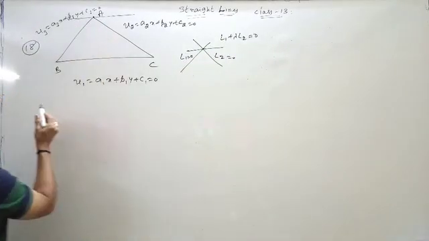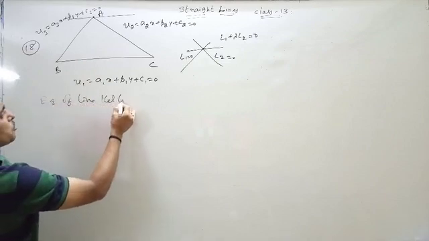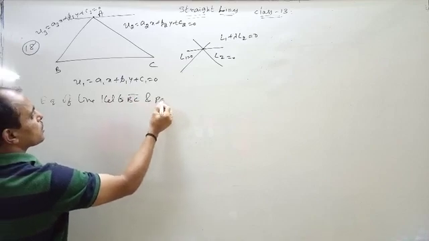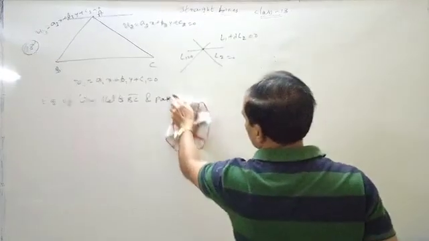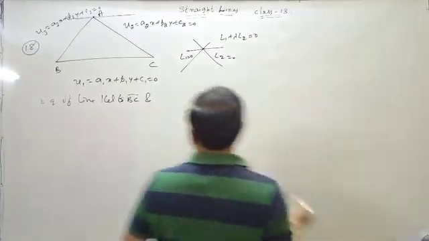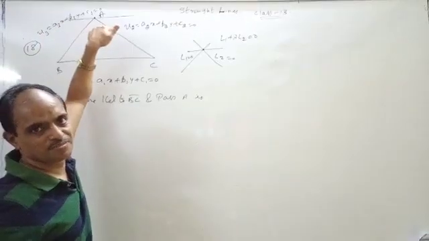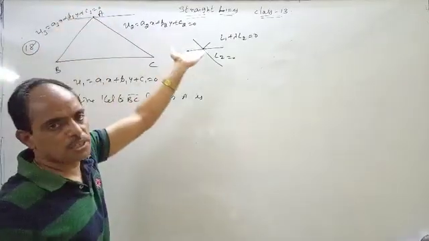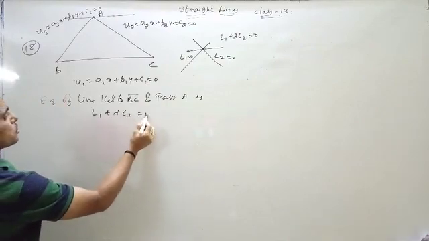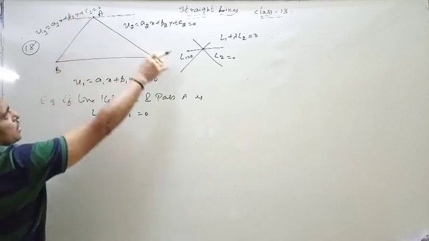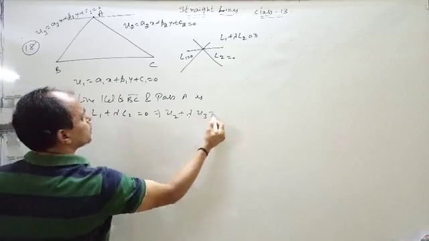Now, the equation of the line parallel to BC and passing through A is what I am going to find, because this line and these two lines are concurrent. So we can write L1 plus lambda L2 is equal to 0. What is L1 for this equation, and this is L2. That is U2 plus lambda of U3 is equal to 0.